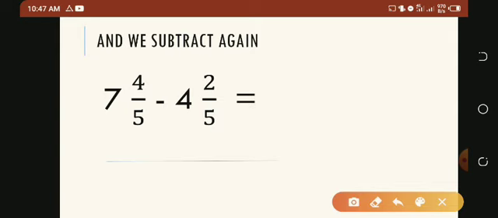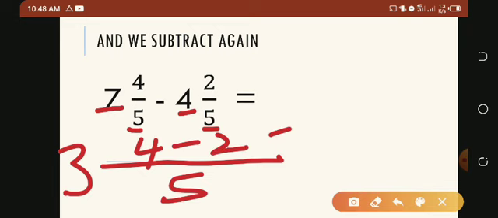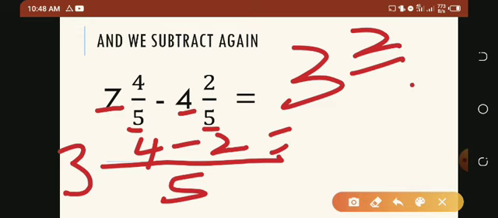Let's subtract again. 7 whole number 4/5 minus 4 whole number 2/5. I draw my line. 7 minus 4 will give me 3. That's the whole number. I pick my common denominator, which is 5, and I say 4 minus 2. My final answer will be 3 whole number 2. That's 4 minus 2/5.